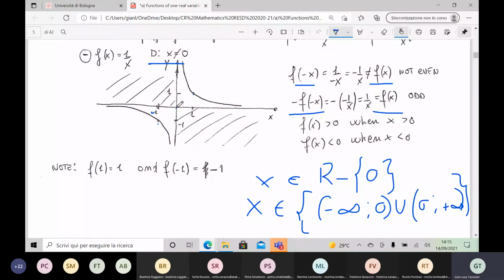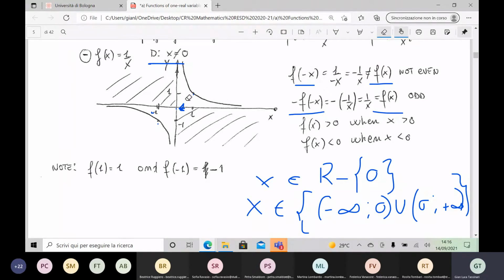gets closer and closer. In particular, what happens to this function if x becomes closer and closer to 0? For example, which is a number close to 0? For example, consider 1 over 100. You know that 1 over 100 is 0.01, so it's a very small number. So which is the value of the function when x is equal to 1 over 100? You have 1 over 1 over 100, which is 100, so it's a huge number.